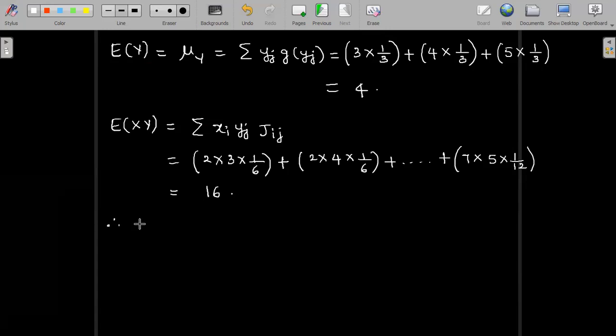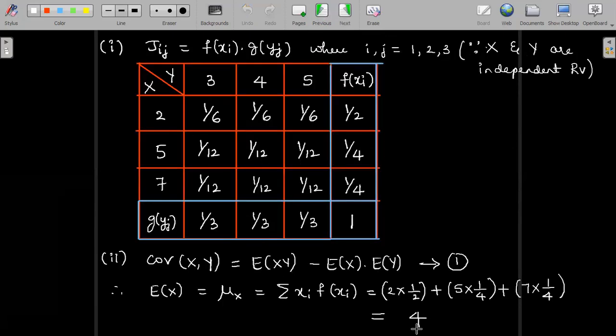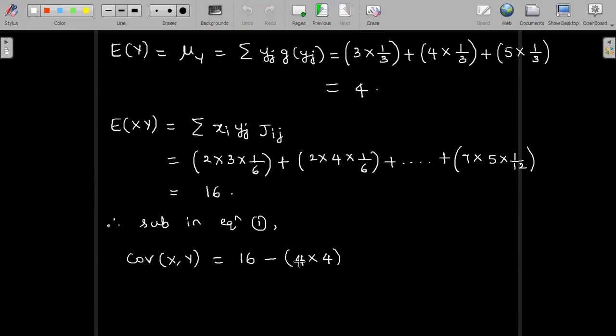Now all these values we substitute into equation 1 to obtain covariance of x comma y. So the formula is E of x into y minus E of x into E of y. E of x into y is 16 minus E of x into E of y. That was our formula in equation 1, no? So E of x into E of y is 4 into 4, 16. 16 minus 16. So this gives us covariance is equal to 0.